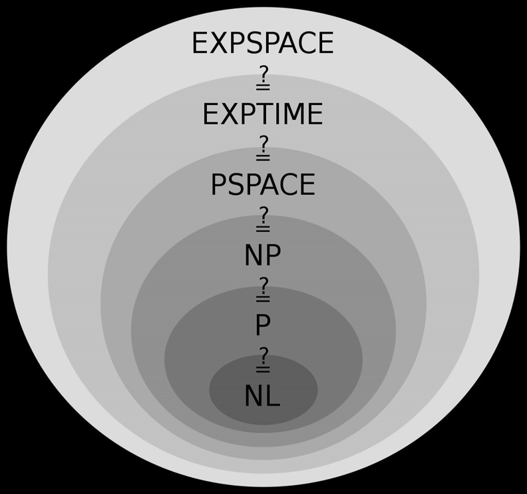It is known that in the first and second line, at least one of the set containments must be strict, but it is not known which. It is widely suspected that all are strict. The containments in the third line are both known to be strict. The first follows from direct diagonalization, the space hierarchy theorem, NL is contained in NPSPACE, and the fact that PSPACE equals NPSPACE via Savitch's theorem. The second follows simply from the space hierarchy theorem.